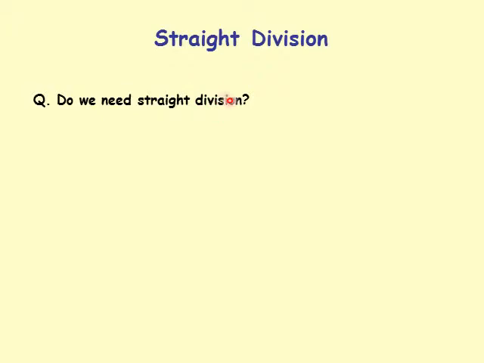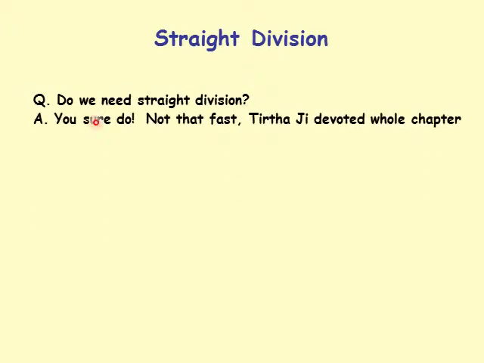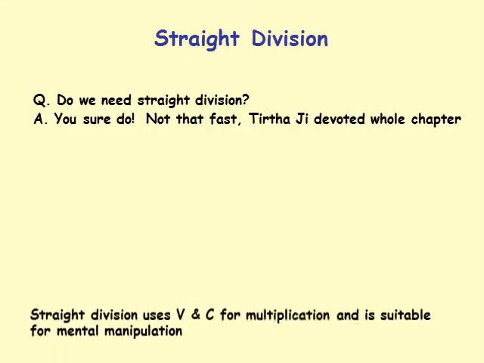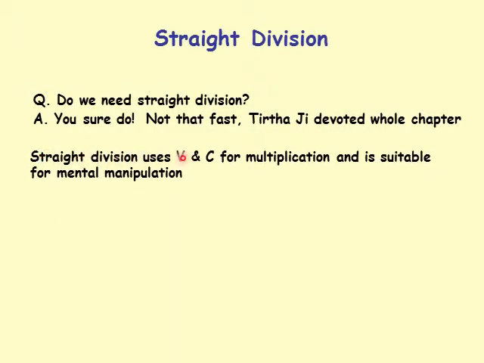Okay, now the question is, do we need straight division? Yes, you sure do. Not that fast. Tirthaji devoted a whole chapter. Straight division uses vertical and crosswise for multiplication and is suitable for mental manipulation. I know that we didn't see vertical and crosswise here because we were multiplying single digits. When we go to multiple digits, then we get to see the magic of vertical and crosswise. So it's suitable for mental manipulation.